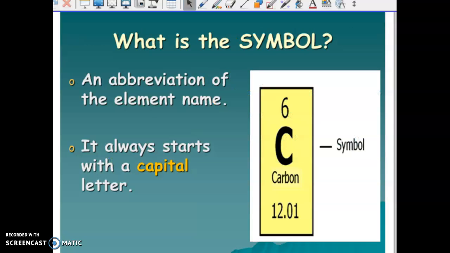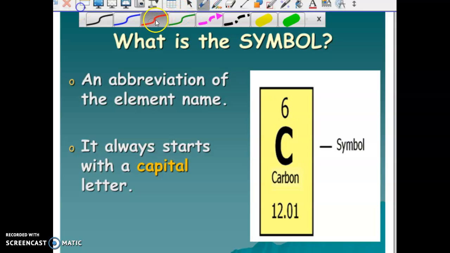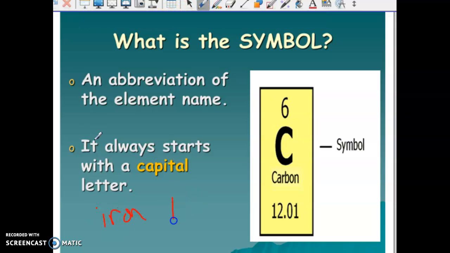Okay, so the symbol for the element is usually an abbreviation of the element name. In the next part of the periodic table, we'll look at where they get their origins from. Sometimes it begins with the same letter, but that's not always the case. For example, iron's symbol is Fe, and that's because it's taken from an abbreviation of its Latin term, ferric. So usually it's either an abbreviation of their name or a Latin or Greek version of their name, okay?